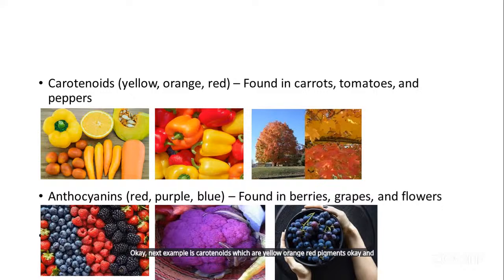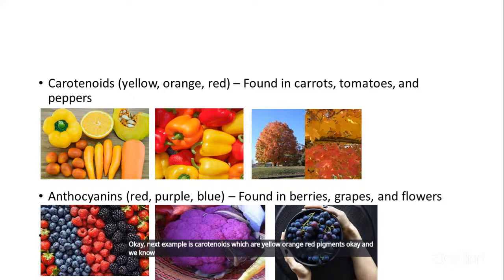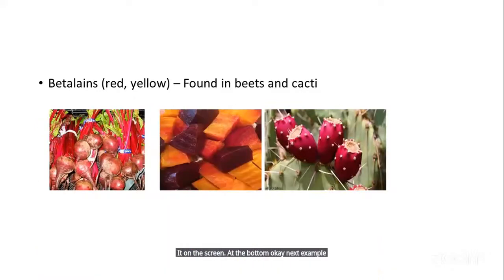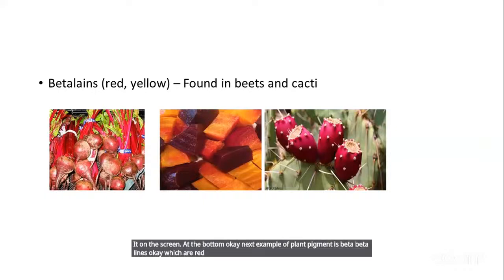We know these carotenoids are present in carrots, tomatoes, and peppers. The next well-known example of plant pigment is anthocyanin, which is red, purple, and blue in color, and is generally found in berries, grapes, and flowers. You can see it on the screen at the bottom. The next example of plant pigment is betalains, which are red and yellow in color and generally found in beets and cacti.